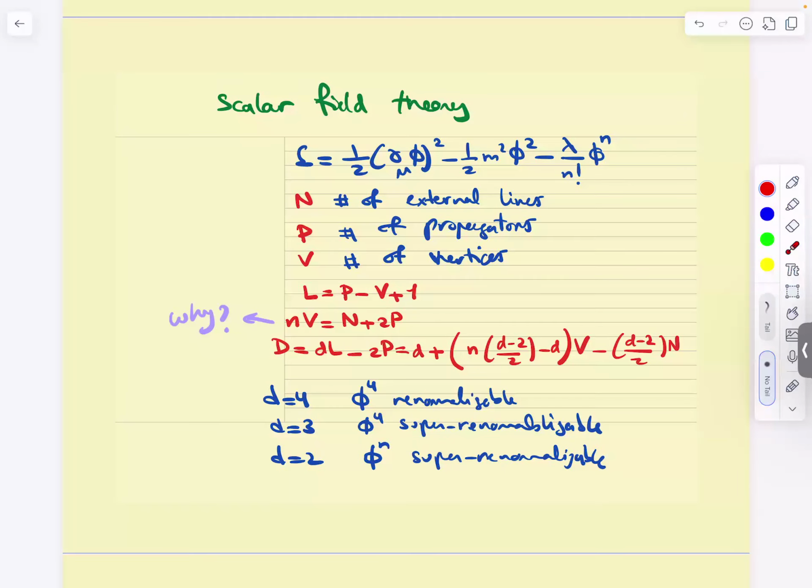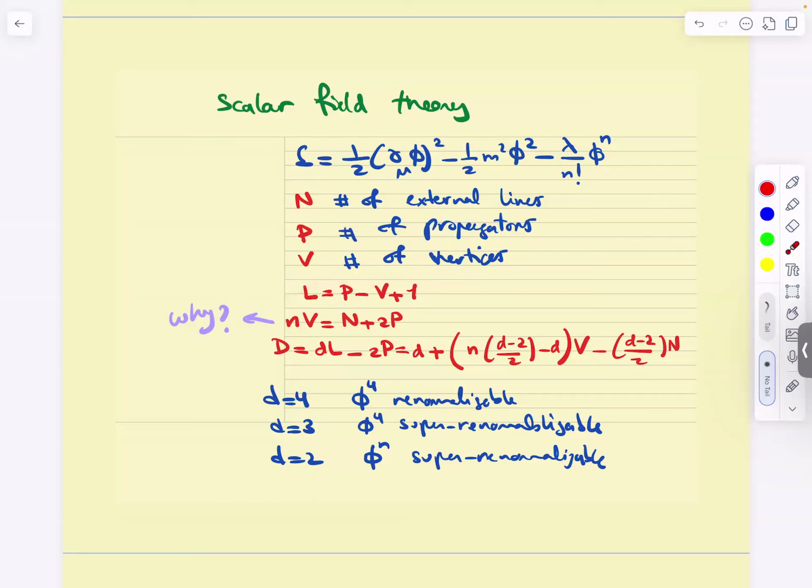This is reminiscent of the previous topological relation we had. And then we have another relation that says n, which is this power, times V is capital N plus 2P. Prove this, and compare these two equations to the QED2 equations that we had. The first one is exactly identical. It's just a fact about Feynman diagrams. But the second one is a little bit different, although it's actually pretty simple as well.